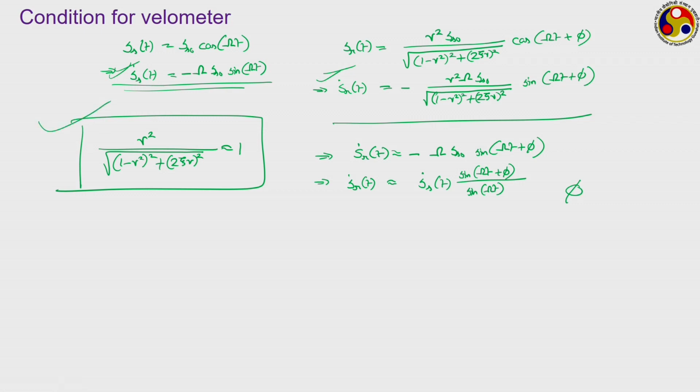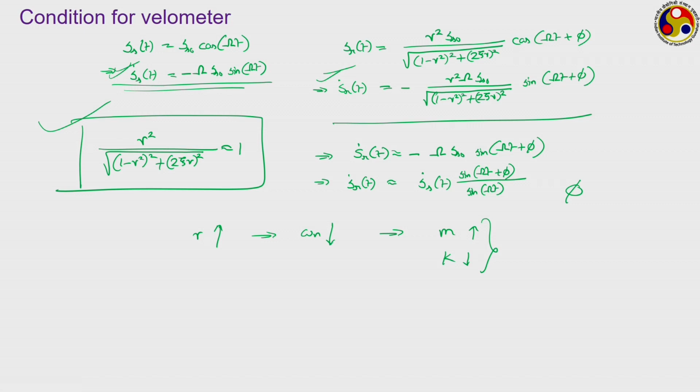The same condition has to be applied if we want to operate this as a velometer, that is this r has to be very high. And r can be high when omega n is quite small, and omega n can be quite small only when the mass is large or k is small, or preferably both combined. So, whatever is the condition for a vibrometer, the same is the condition for a velometer.